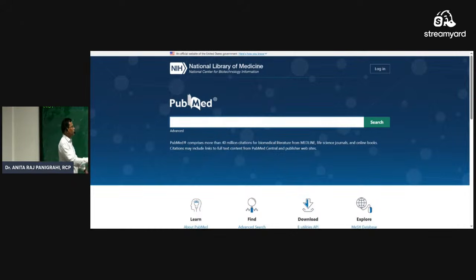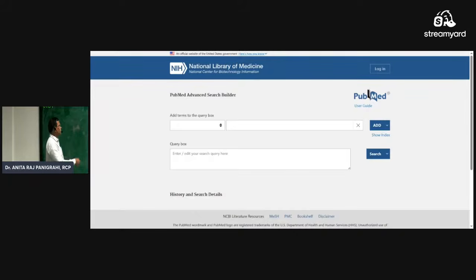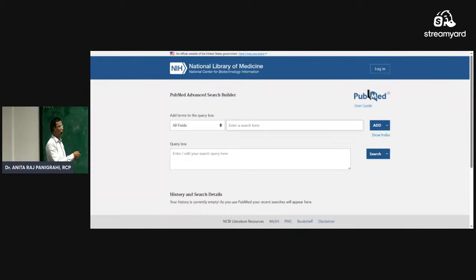Here you can see there is a button called search, and another button called advanced. In the search you can put your terms. Madam, can you click the advanced one? Here, am I right? This is a very important point.